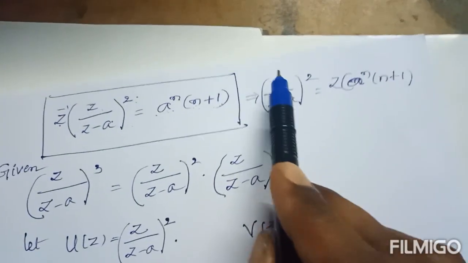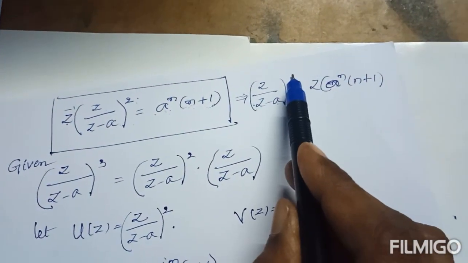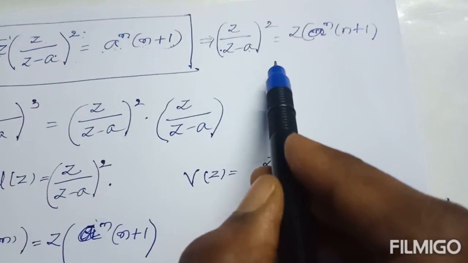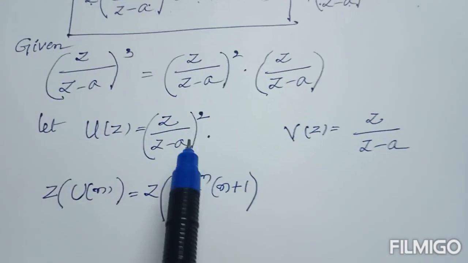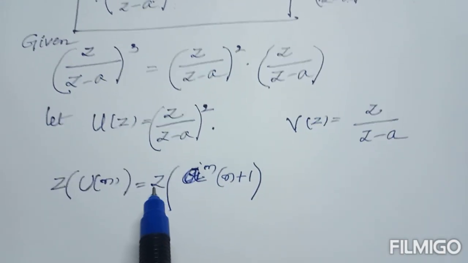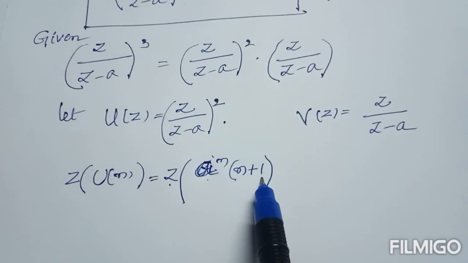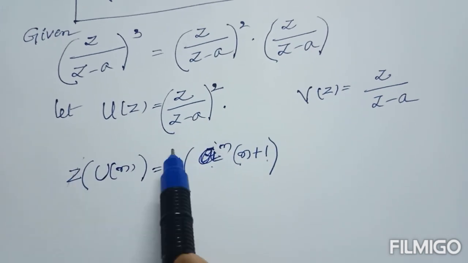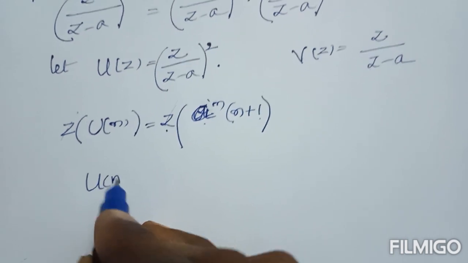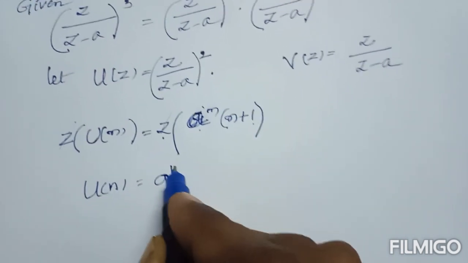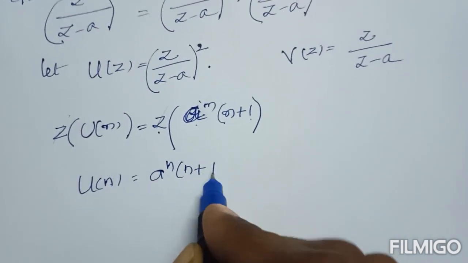So in place of z by z minus a whole square, what can we write here? Z of a power n into n plus 1. According to this, here also z by z minus a whole square equals z transform of a power n into n plus 1. We can cancel the z transform on both sides, so the function in terms of n, u of n equals a power n into n plus 1.